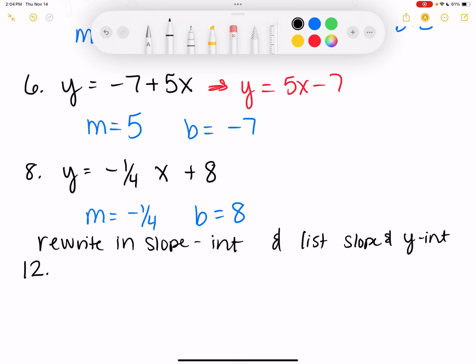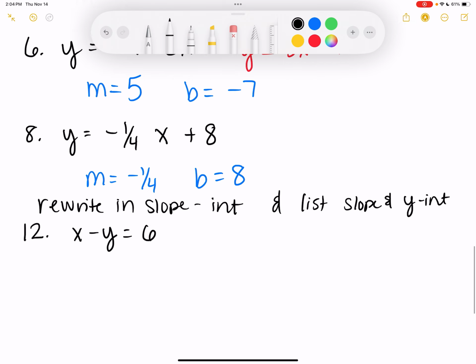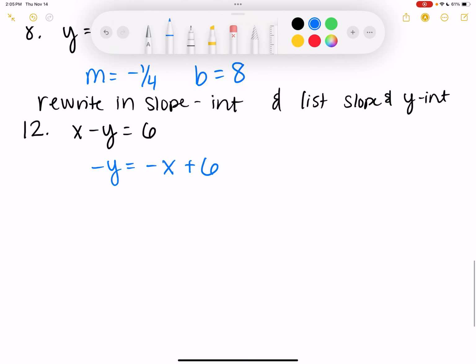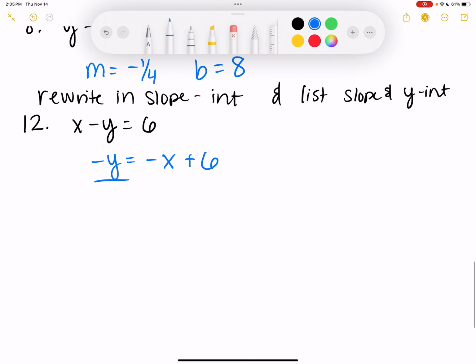Okay. So 12 is x minus y equals 6. So slope-intercept form is y equals mx plus b, so I need to always get y by itself in these problems. How do I get y by itself? Minus x, so I get -y equals -x plus 6. Now what? Divide by -1. Technically, if you multiply by -1, you get the same thing also. So, divide by -1, I get y equals what?